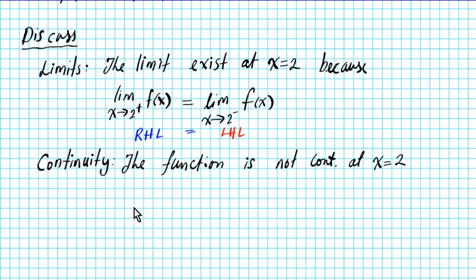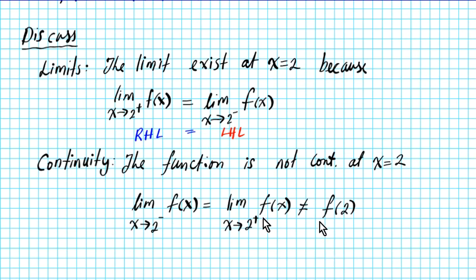Well, it is because the left-hand limit is equal to the right-hand limit, which means that the limit exists, but these two must be equal to the value of the function for the function to be continuous. But these two are not equal to the value of the function, which is f of 2. This is 5, this is 5, and this is 7.